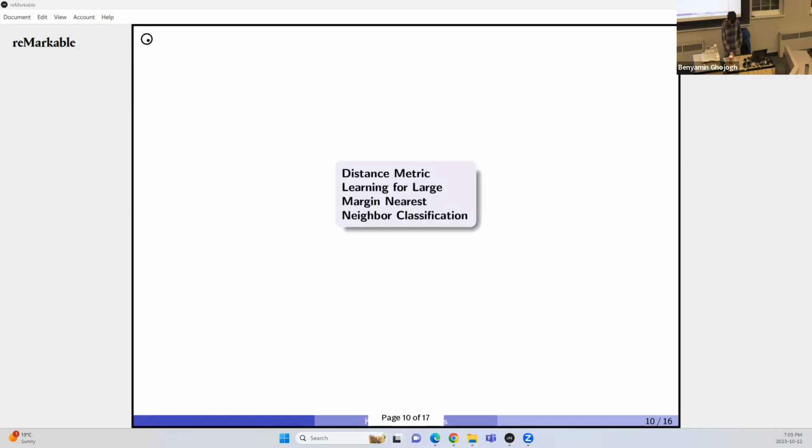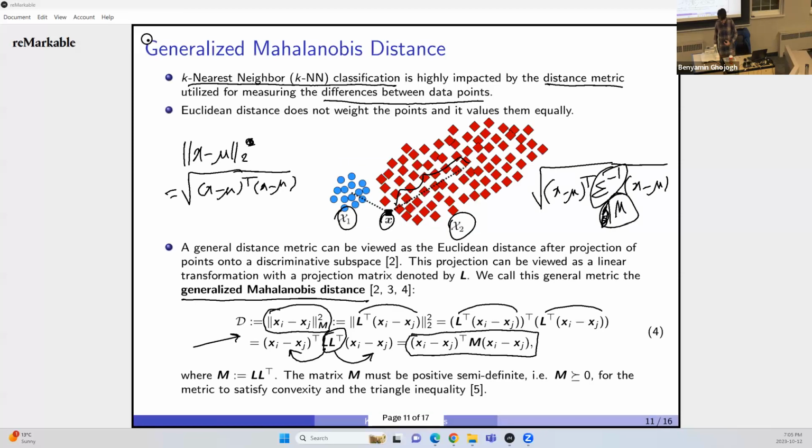And then we talked about distance metric learning for large margin nearest neighbor classification. Before talking about that, we talked about the generalized Mahalanobis distance, and we had a good discussion there. So I won't go into too much detail.